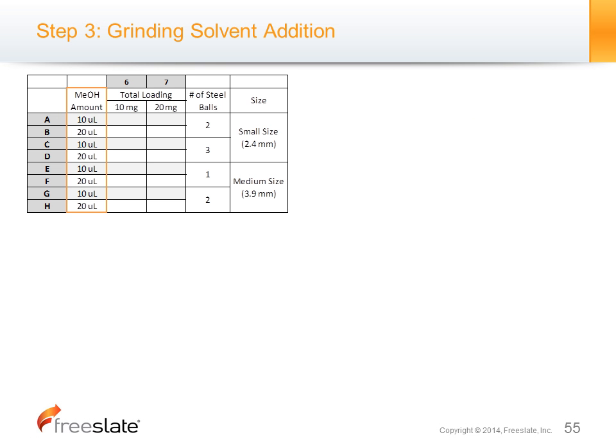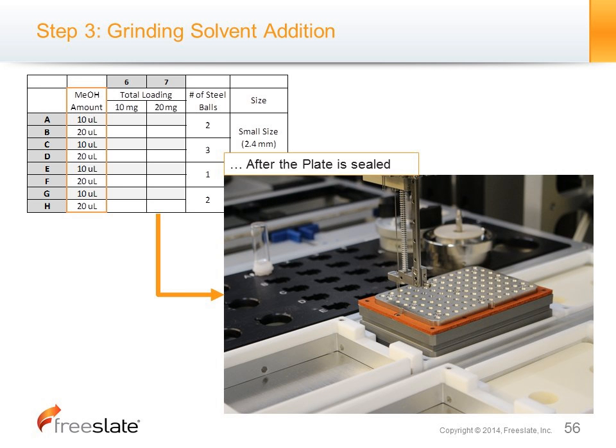So the grinding solvent addition, that's liquid handling. That's something we do very well here. As you can see here, after the powder dispense, after the steel ball has been loaded, we have sealed the plate, and now we can just add different solvent into it from the on-deck source.